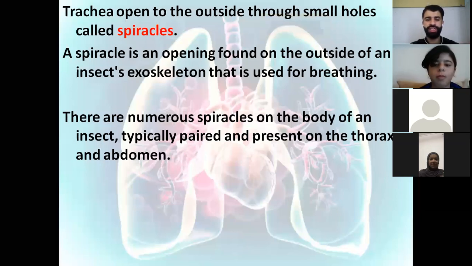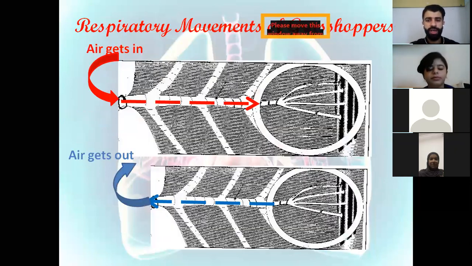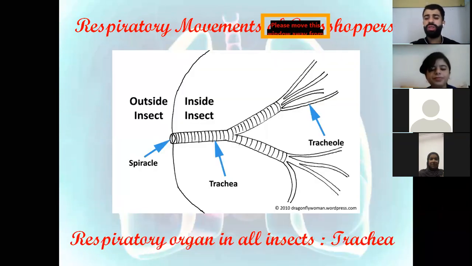And pay attention to this note. We have about 18 spiracles in the grasshopper. So pay attention to this note. What is the respiratory organ in all insects? It's called the trachea. That's why we are talking about tracheal respiration.